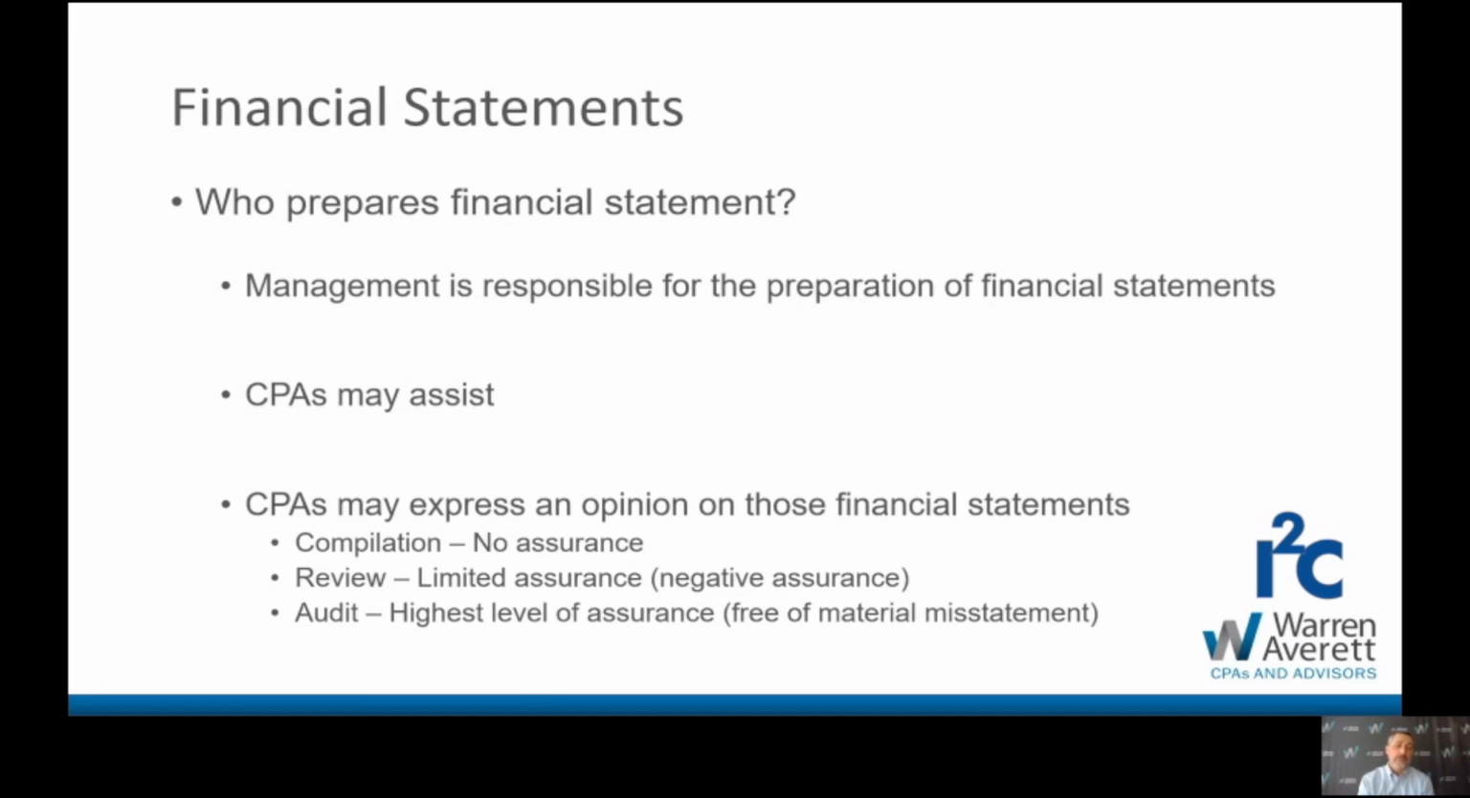Next is a review, and in a review scenario, the CPA will offer an opinion, to paraphrase, that goes along the lines of, well, I've looked at these financial statements and I'm going to provide negative assurance, in other words, provide assurance that nothing came to my attention that causes me to believe that they're materially misstated. And then last is an audit. An audit provides the highest level of assurance.